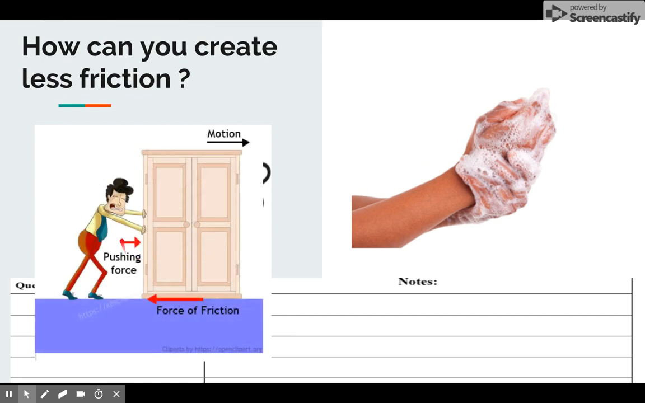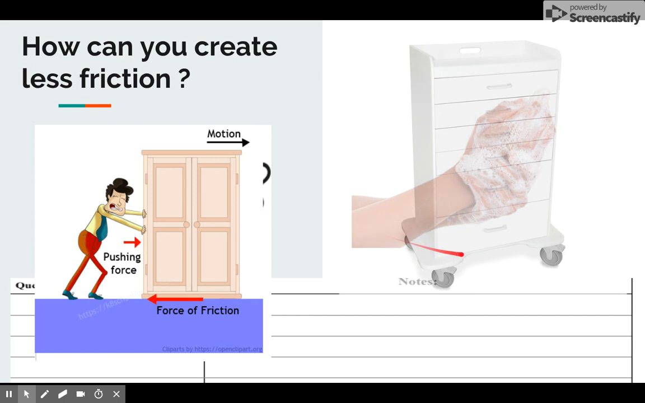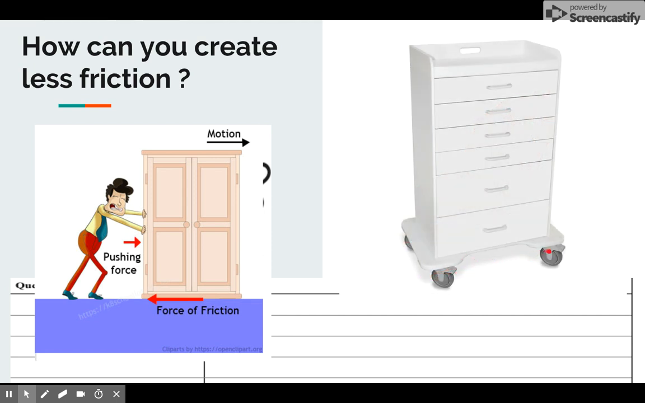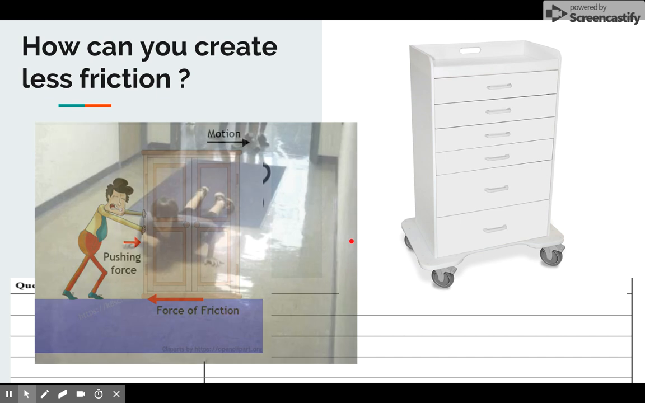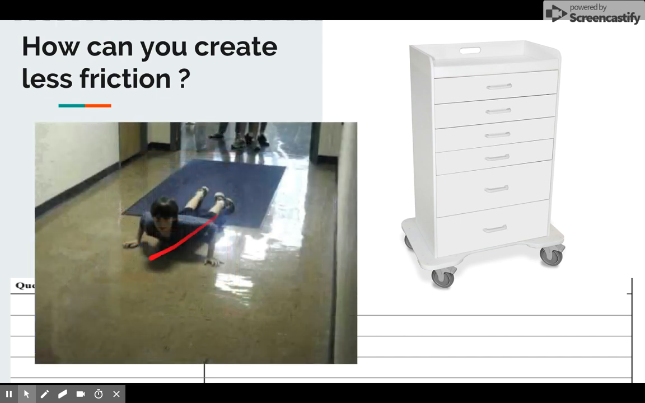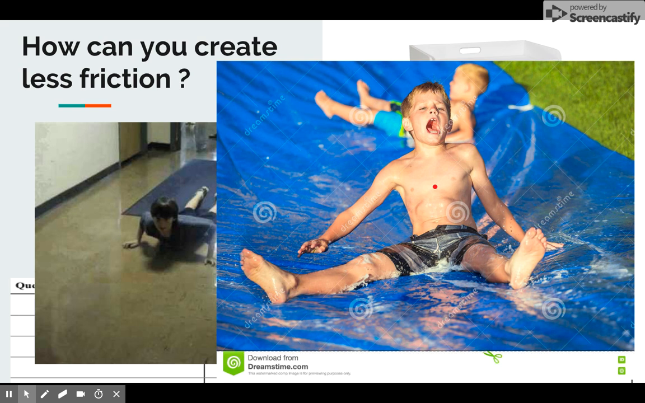How about this? If you're pushing a dresser and it's too heavy, how can you make it easier? How can you make it less friction for you? You can just maybe add a cart under it, because the rolling friction, because of the wheels, makes the object not touch the ground so much, which makes it easier to move. Or if you want to try to do a slip and slide, how can you make you slide more? And that's why slip and slides work, because of water.